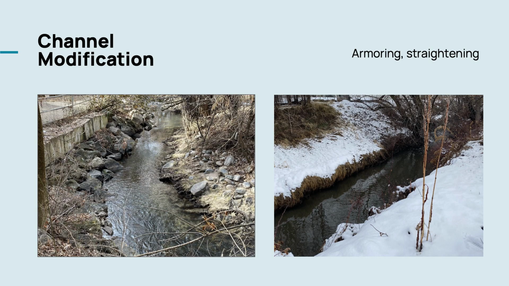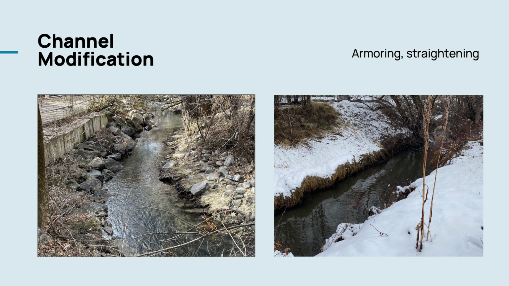The next impact is channel modification. On this sheet, we'll be selecting from 4 different channel modification options, which are channelization or straightening, armoring such as riprap or gabions, and if it's a fully concrete channel, and floodplain encroachment from activities like fill placement.